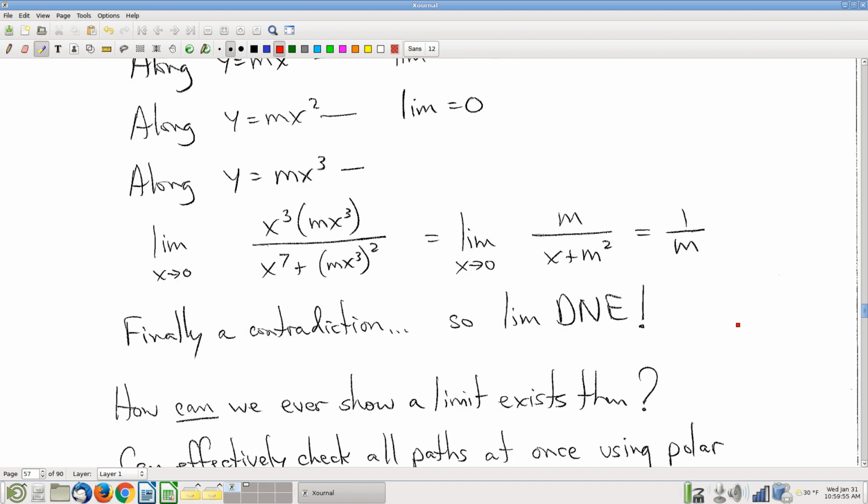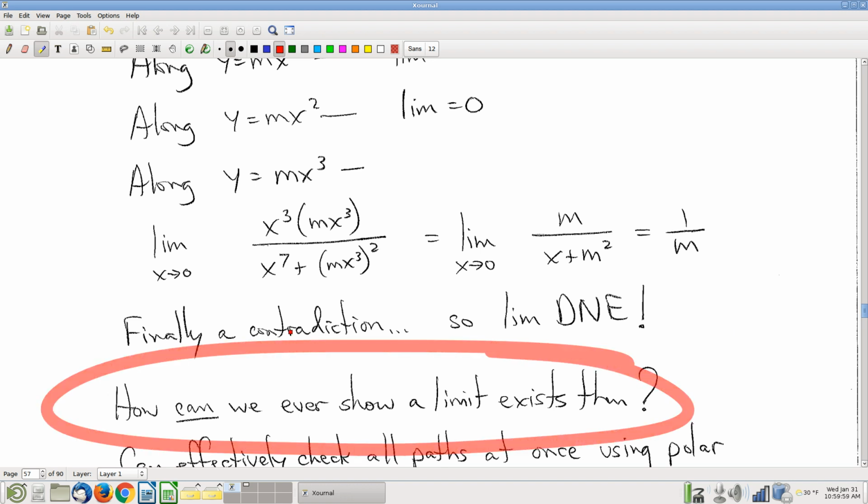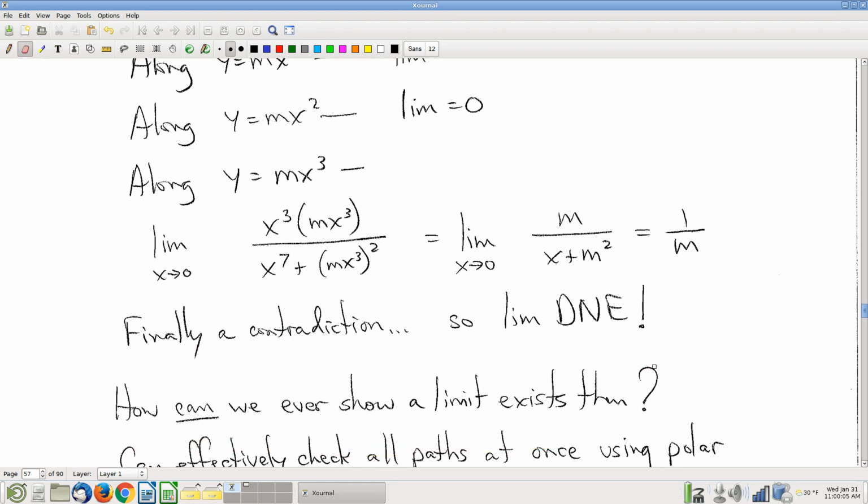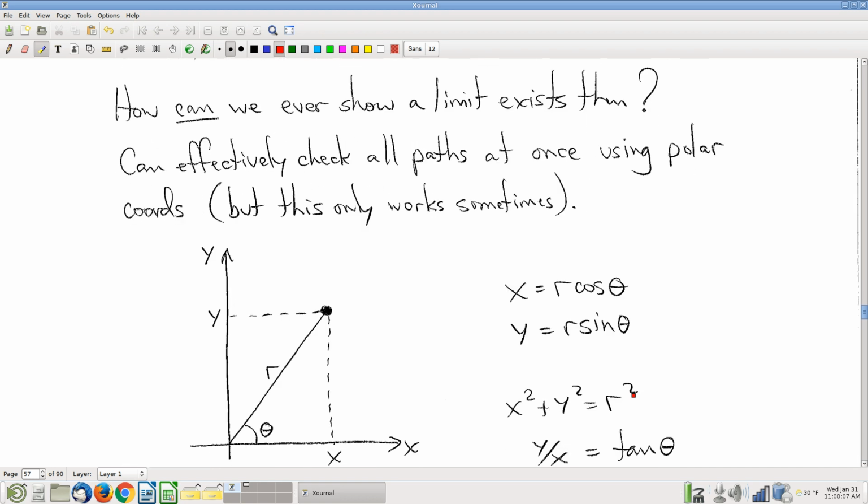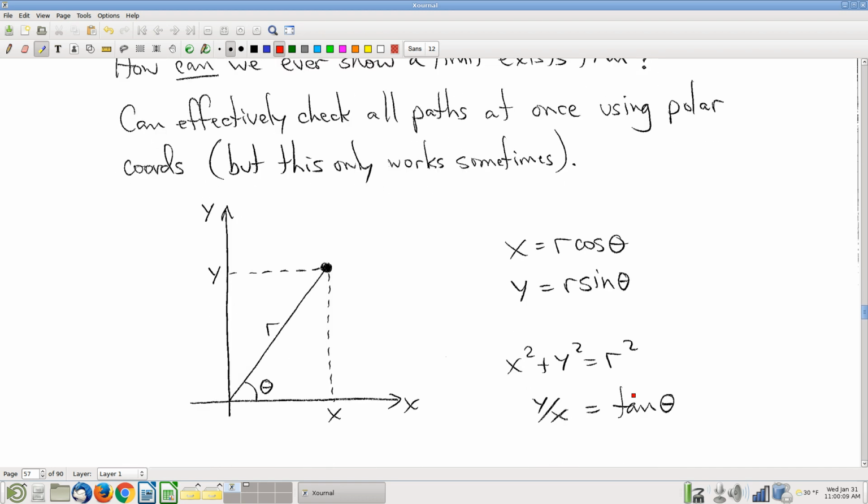Okay, so to the question that's been asked a couple times now, how can I ever show a limit actually does exist? I'm going to show you all how to check the squiggles. This is a really neat trick. Tragically, this only works sometimes, but in those cases it hammers the problem, and that is to switch into polar coordinates. By the way, if you haven't seen polar coordinates, we will talk about that later in the course, not right this second. There's a lot to say about polar coordinates. We're going to do a lot of things with polar coordinates.